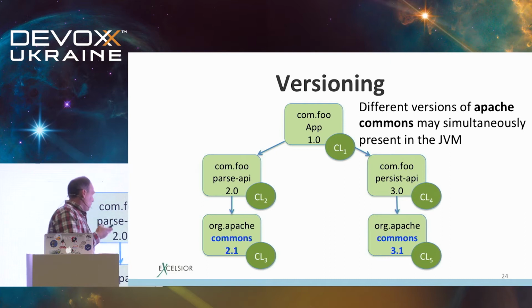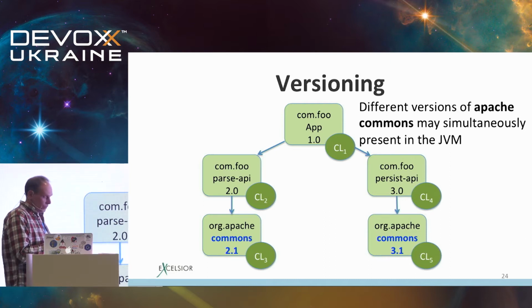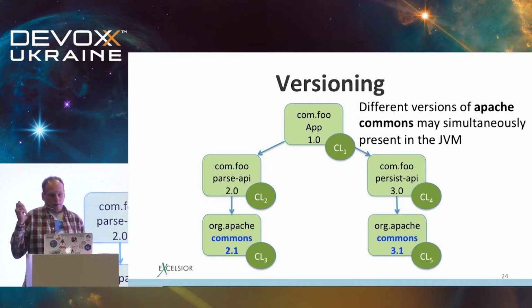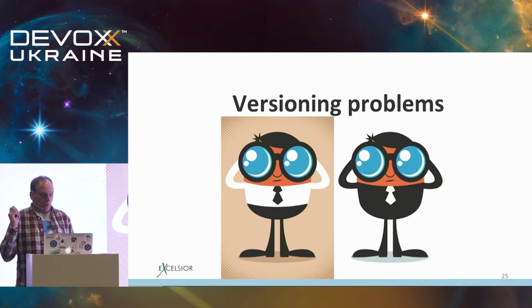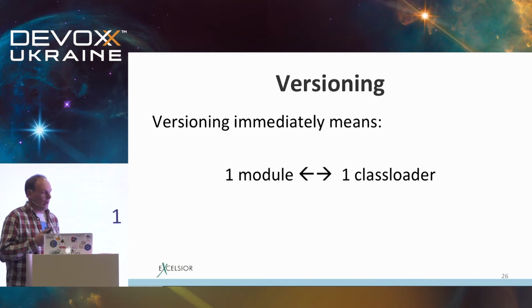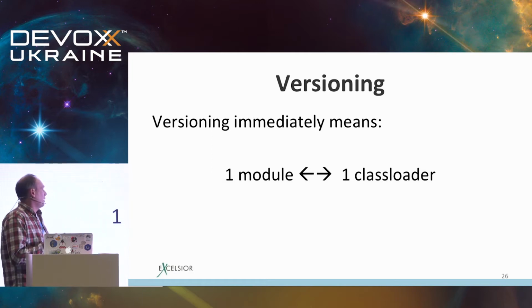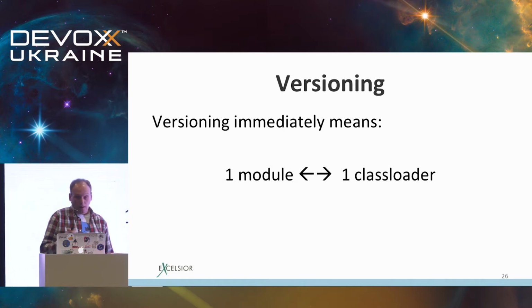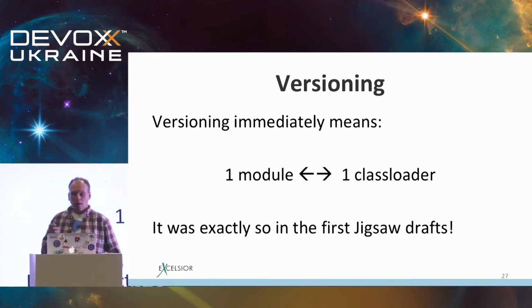So we have quite a clear problem and a quite clear solution. So why don't we just implement it? Let's discuss this. We just understood that if we would like to solve a versioning problem, we come to the idea that each module should be loaded by its own class loader. And it was exactly so in the first Jigsaw drafts.